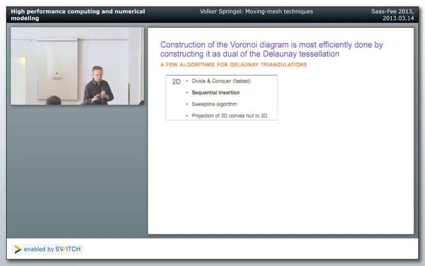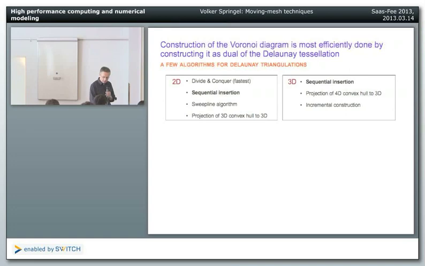As I said, first of all, you want to calculate the Delaunay mesh because that's much easier, and it is essentially equivalent to the Voronoi mesh. In 2D, there are a number of algorithms in the literature for doing this, with names like divide and conquer, for example. That's considered to be the fastest possible in 2D. Then sequential insertion, sweepline algorithm, and a few others. And hull projection works in any dimension.